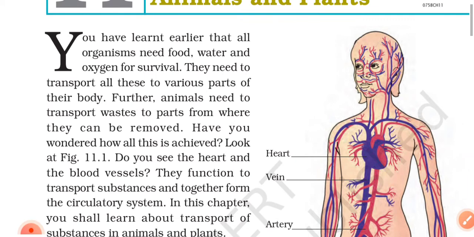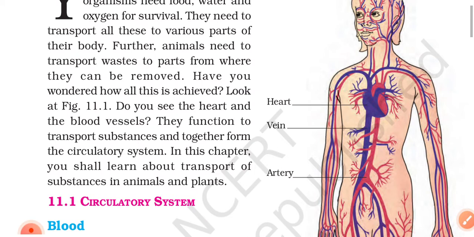You have learned earlier that all organisms need food, water, and oxygen for survival. They need to transport all these to various parts of their body. Further, animals need to transport waste to parts from where it can be removed. Have you wondered how all this is achieved?